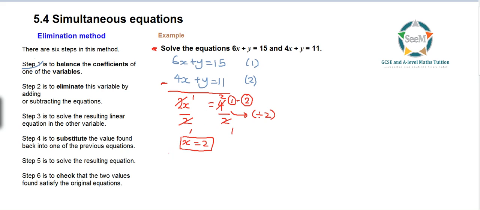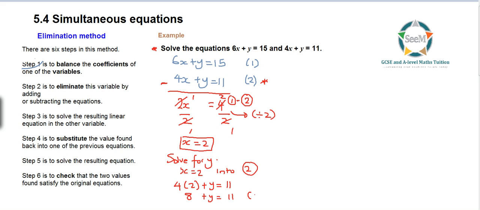Next thing we need to do is solve for y. So we pick one of the equations. In this case, let's pick equation 2. So we would substitute x equals 2 into equation 2. So that's 4 bracket 2 plus y equals 11. That's 8. 4 times 2 is 8 plus y equals 11.